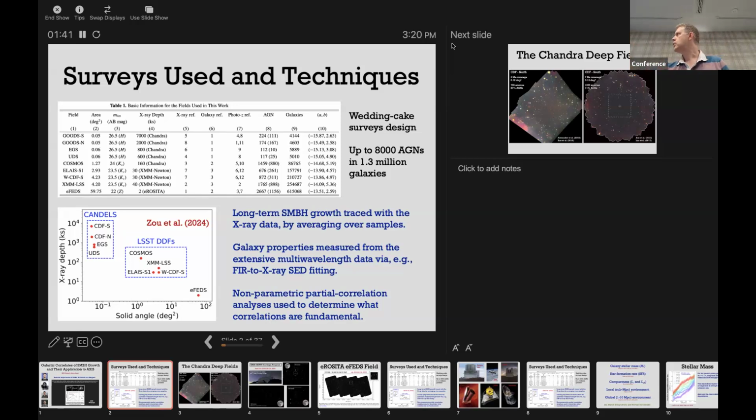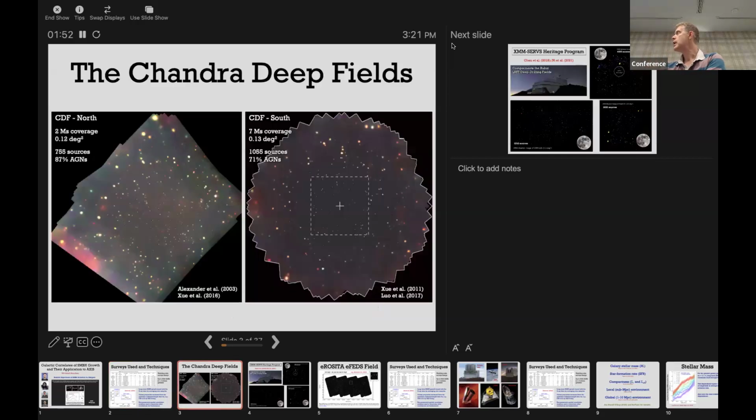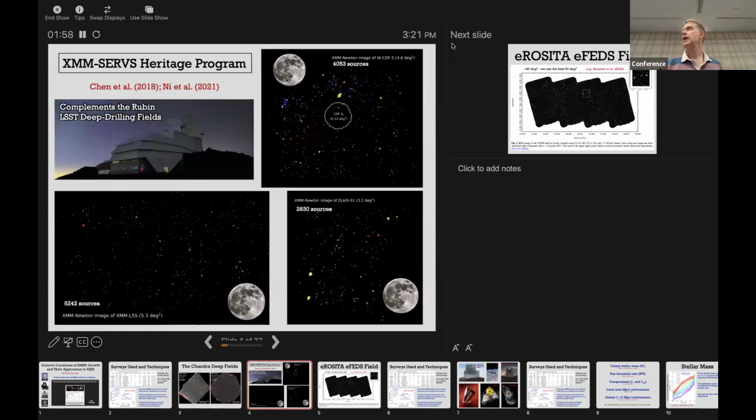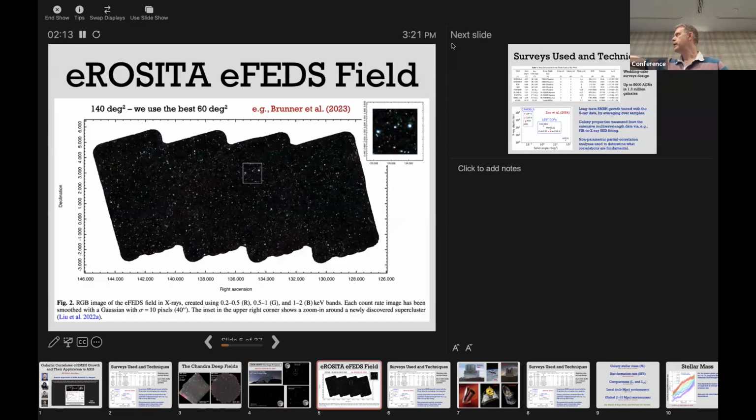Very briefly, we obtain the long-term supermassive black hole growth from the X-ray data by averaging over samples. Here we're using a combination of deep surveys, for example the Chandra Deep Fields, as well as medium depth surveys such as XMM-SERVS, which targets the Rubin LSST deep drilling fields. We're very excited that in just a couple months, when Rubin will begin operations, we will combine these X-ray data with the Rubin data, as well as wide field surveys, for example from eROSITA in the EFEDS field. We utilize all of these surveys together to capture supermassive black hole growth in the most complete way possible.